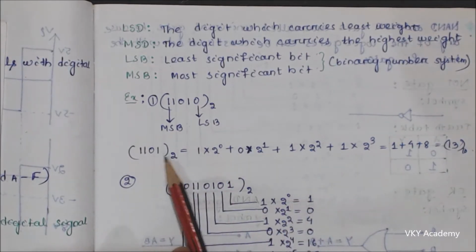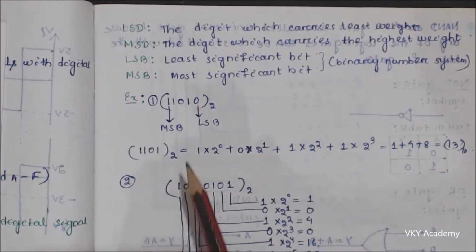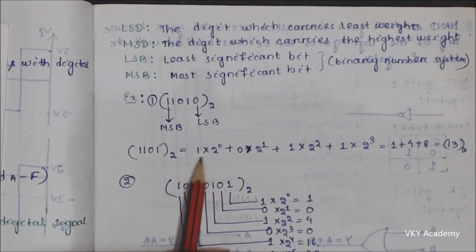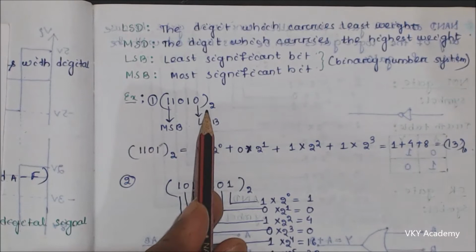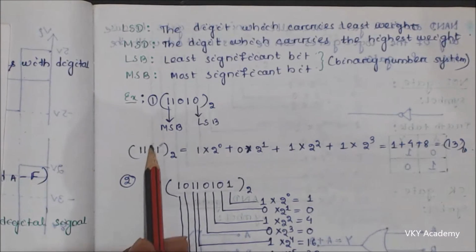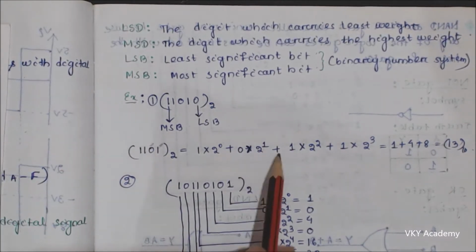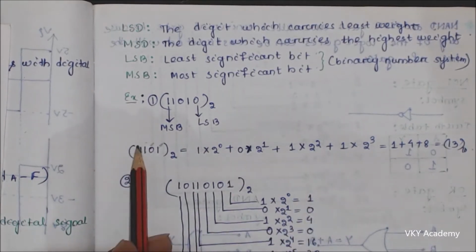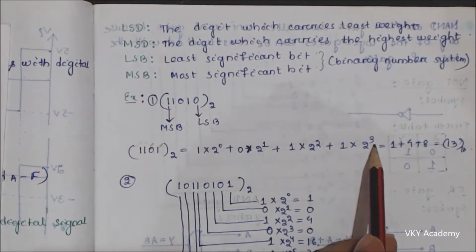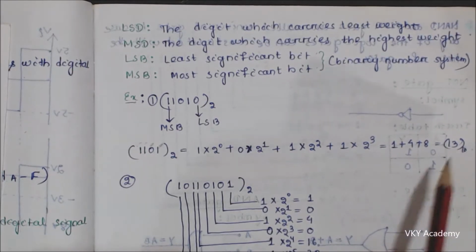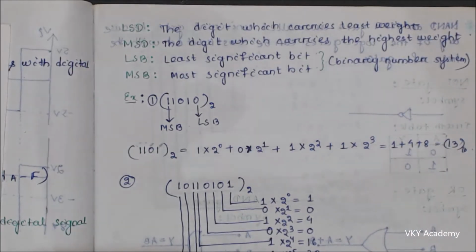So it can be written as 1101 is 1 into 2 to the power 0. Why 2 to the power 0? Because it is a binary number system. That is why I'll multiply 1 into 2 to the power 0 plus second bit 0 into 2 to the power 1 plus 1 into 2 to the power 2 plus last 1 into 2 to the power 3, which is equal to 1 plus 4 plus 8, which is 13. And this is my decimal number system. So in this way, a binary number system can be converted to a decimal number system also.